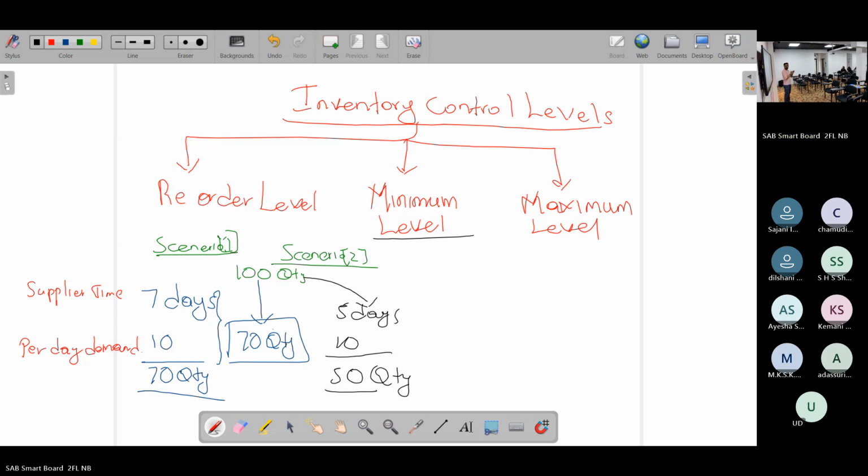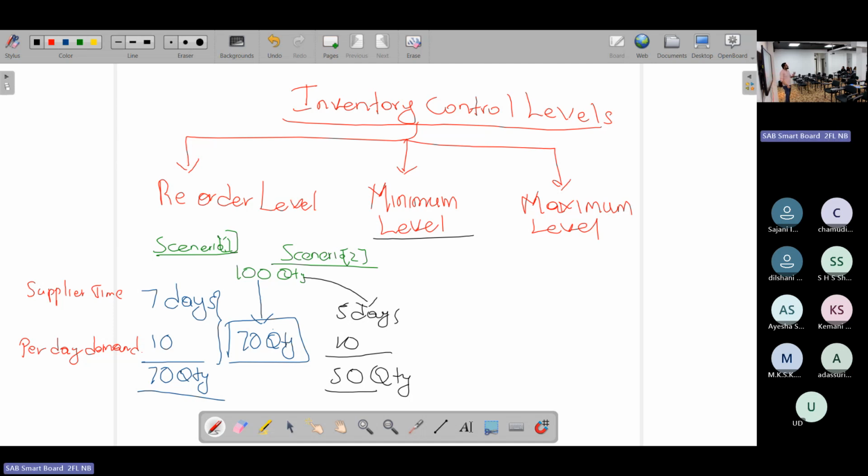Second part, again, don't confuse reorder level and minimum level. Example, when the level reaches 50, you have to put your fresh order. That is called the reorder level. But your minimum level means you should not spoil your customer demands. You should not spoil your business. For the next 5 days until you get the new fresh order, you need 50 quantities.